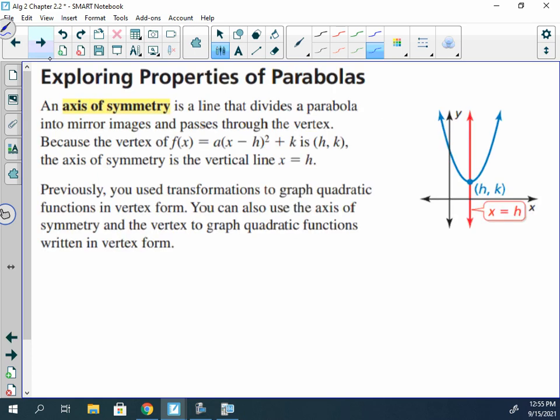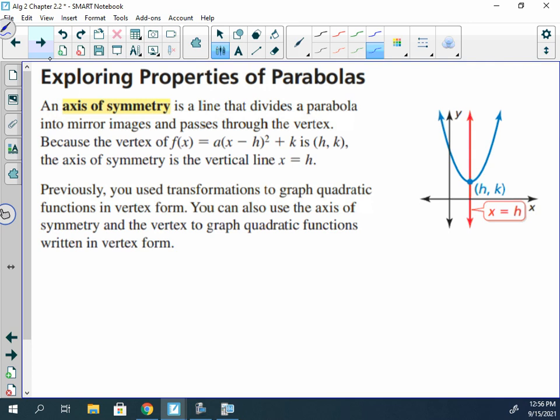Now, what we're starting off with is 2.2. In chapter 2.2, we're talking about the properties or characteristics of these quadratic functions. Now, the first thing we're looking at is the vertex form and the axis of symmetry. These are two key components with quadratics. Now, because f of x equals a times x minus h squared plus k is vertex form, h comma k is the vertex, the axis of symmetry is going to be the vertical line x equals h.